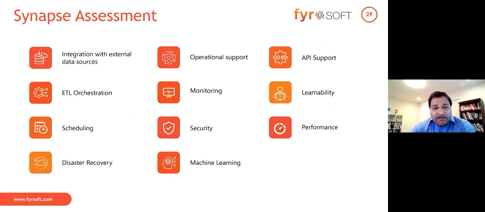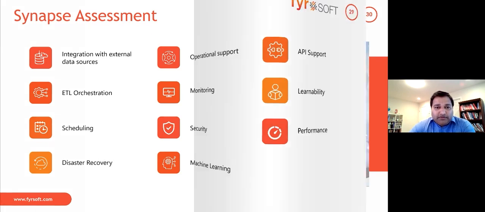And then the scheduling of the ETL jobs has to be converted into more triggers. Then we brought in the disaster recovery story, and the monitoring and security were well integrated into Synapse, so they don't need to buy another third-party tool or get into Azure Monitor to monitor their day-to-day data operations and all that. The performance was really good, and here are some of the findings.